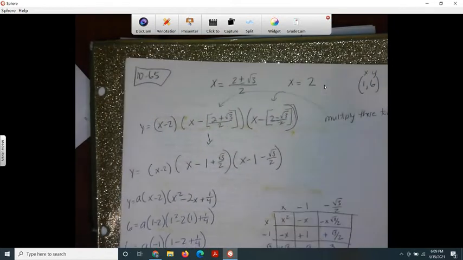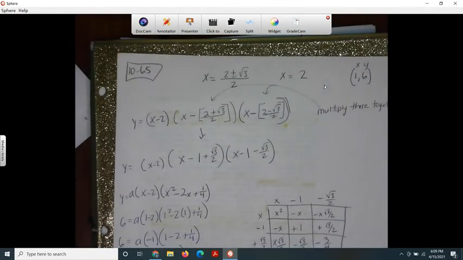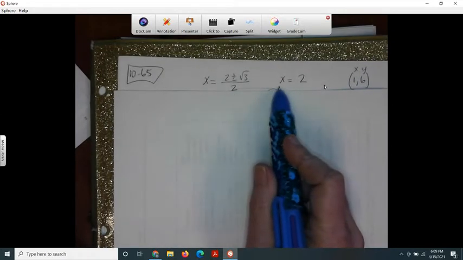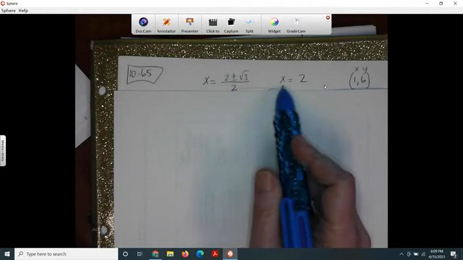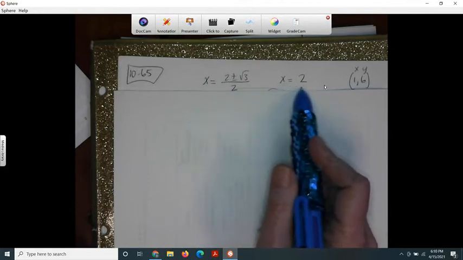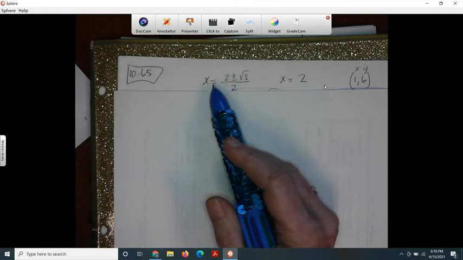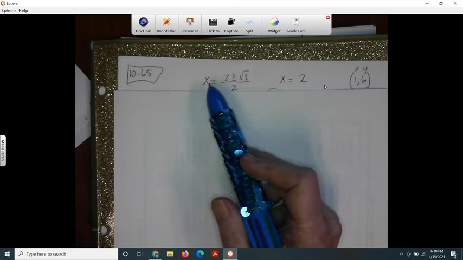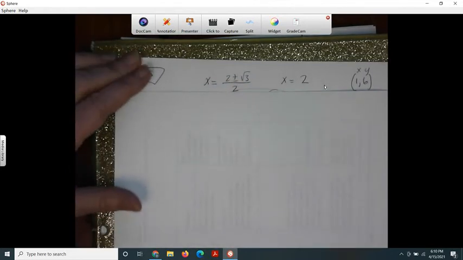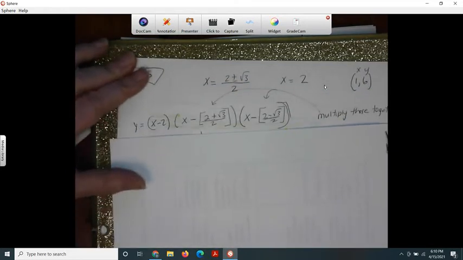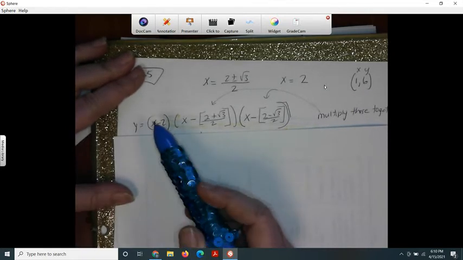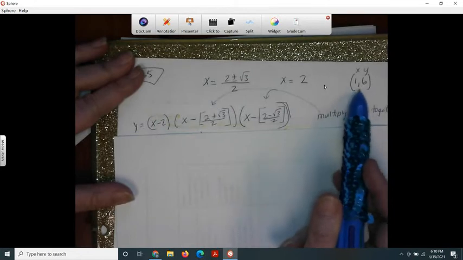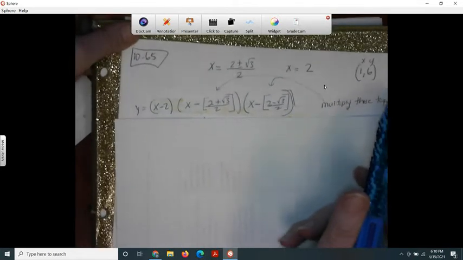So first of all, you take the roots. These are the two roots, and we know that in factored form, this one gives us x minus 2, and this one gives us x minus (2 plus root 3 over 2) and x minus (2 minus root 3 over 2). So it's going to look like that in factored form. And we're going to have to put an A here for a stretch factor so that we can make sure this point is on the graph. It's going to be a cubic, by the way.